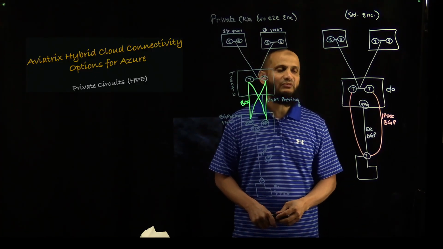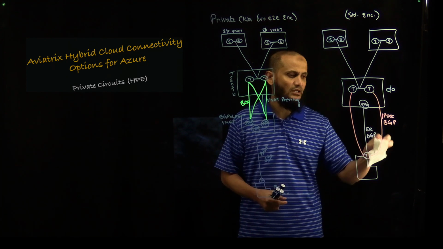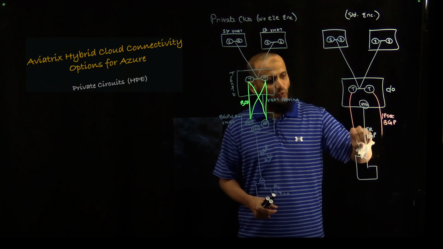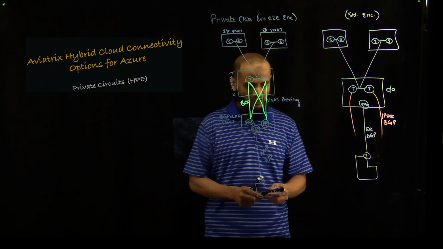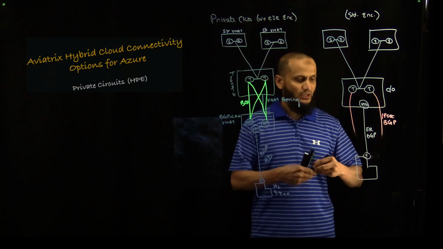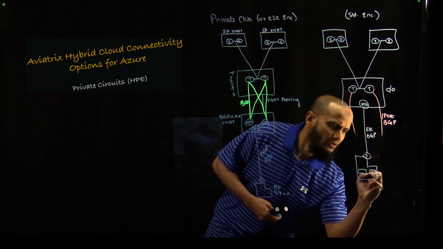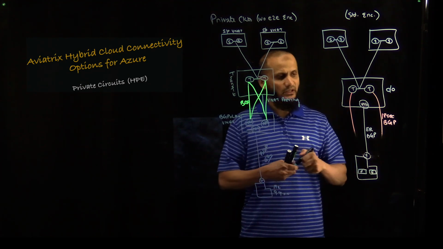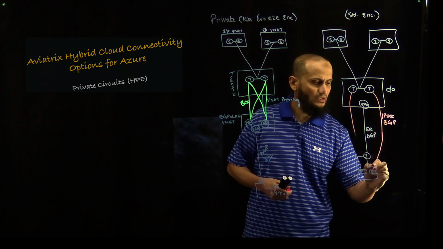All right, so let's talk about the high-performance encryption using the private circuit. I'm going to reuse the same architecture, and instead of terminating the overlay on the WAN router, you are going to deploy the Aviatrix Secure Edge, which is the software appliance in your data center or colo. So this is Aviatrix Edge, and then instead of building the overlay with the WAN router, you are going to build it with this.